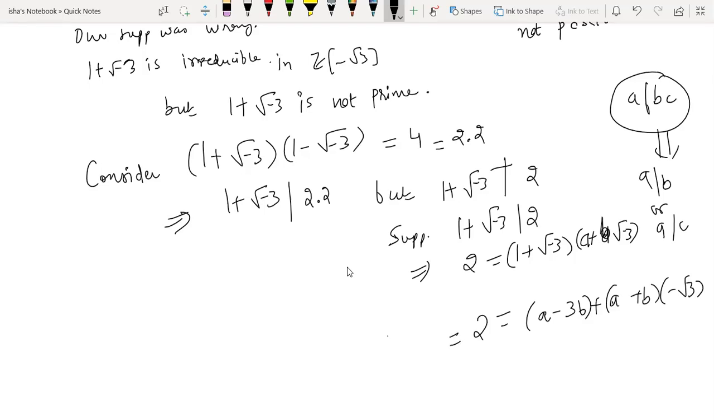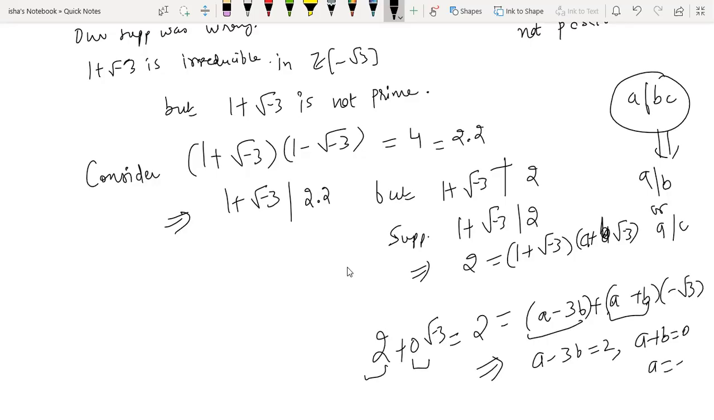And 2 is basically 2 plus 0 square root of minus 3. I can write it like this. So on comparing both sides, you will get a minus 3b is 2, while a plus b is 0, because this part will be compared with this part and this part with this part. Now you tell me, is it possible? So a plus b is 0 means a is minus b.